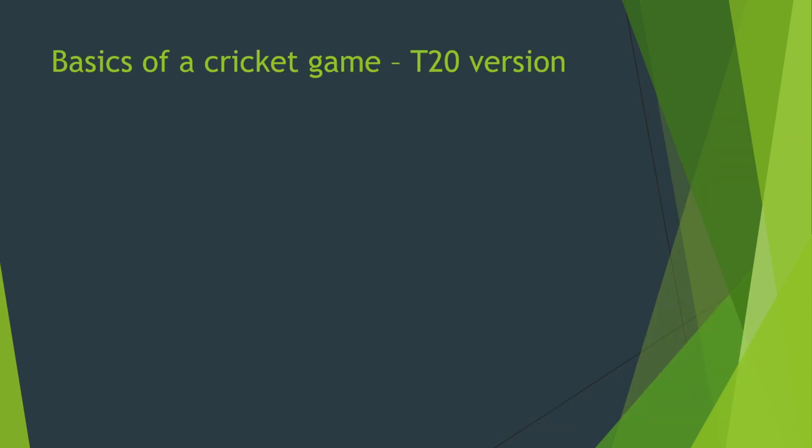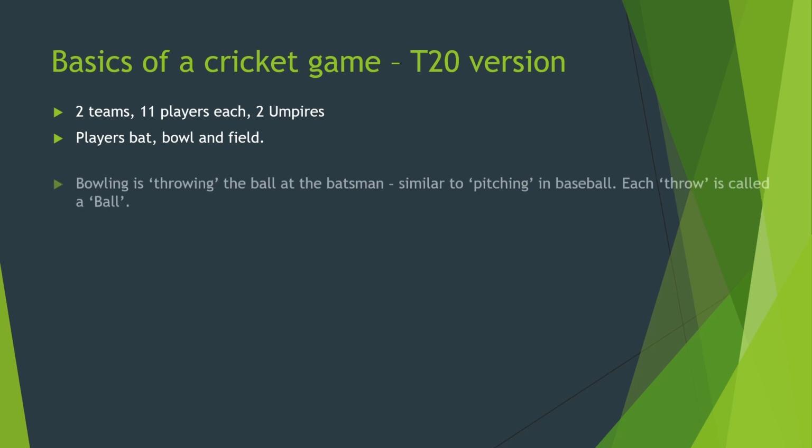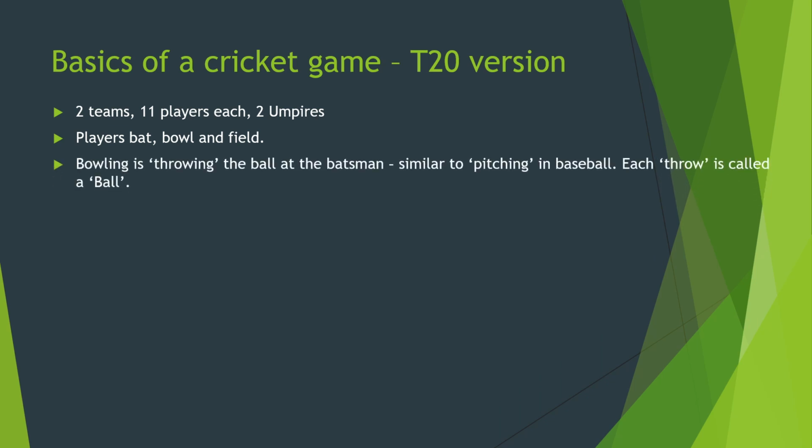Let's dive into the basics of the game. 2 teams, 11 players each, 2 umpires. All the players bat, bowl, and field. What it means to field is to basically gather the ball that comes towards you. So the act of bowling is basically throwing the ball at the batsman, similar to pitching in baseball. And each throw is called a ball.